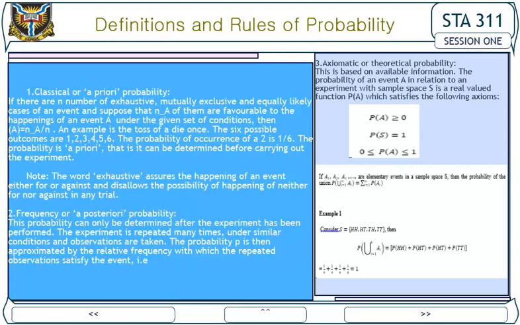Example 1. Consider S is equal to the set {HH, HT, TH, TT}. Then P of the union of Ai for i equal to 1 to 4 is equal to P of HH plus P of HT plus P of TH plus P of TT, which is equal to 1 over 4 plus 1 over 4 plus 1 over 4 plus 1 over 4, which is equal to 1.